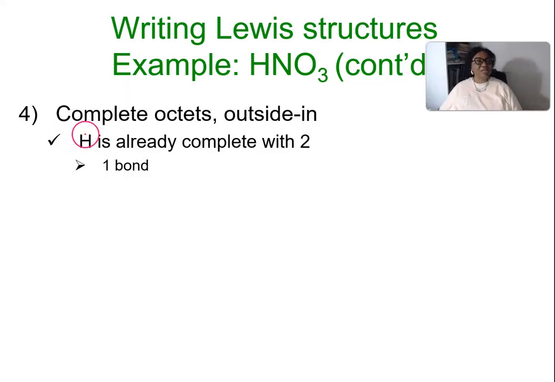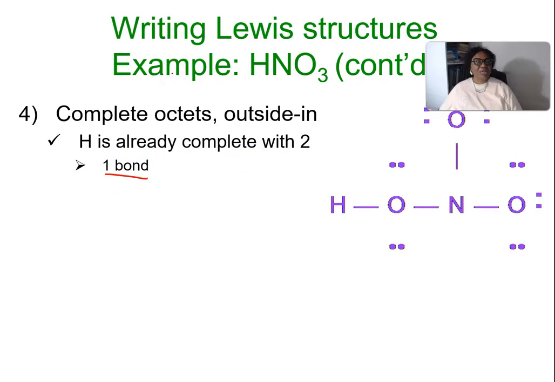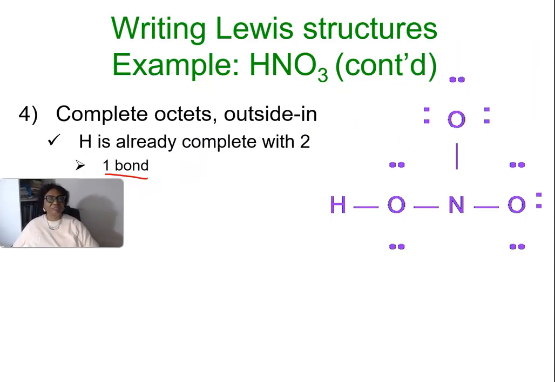We have to complete the octet of the outside atoms first before we can go to the central atom. So hydrogen is already completed. It cannot have more than 1 bond. So we don't bother about hydrogen, but the other elements. So let's start counting. We are left with 16 electrons.